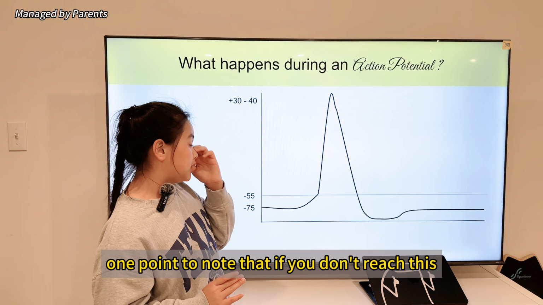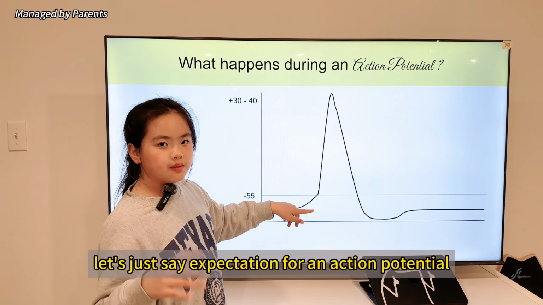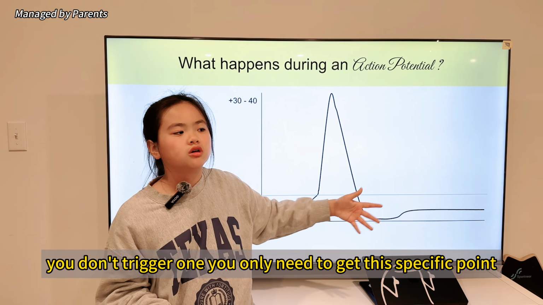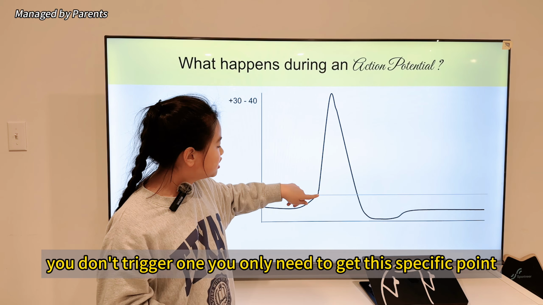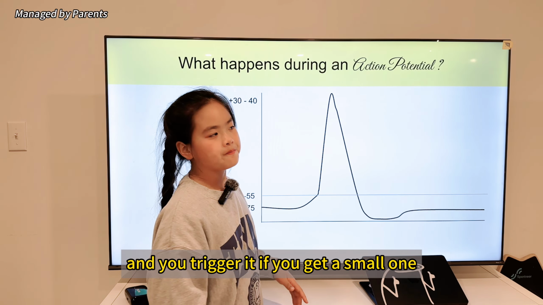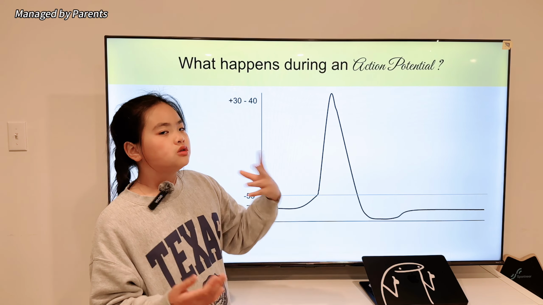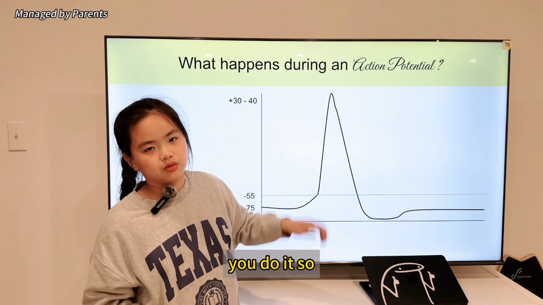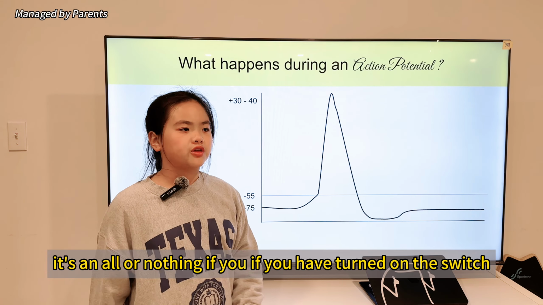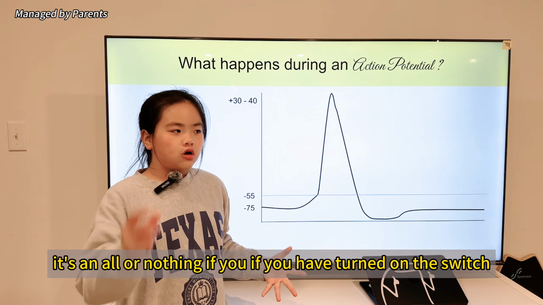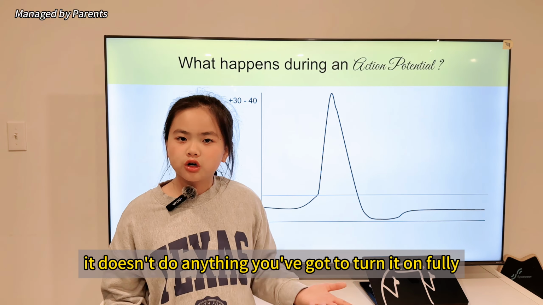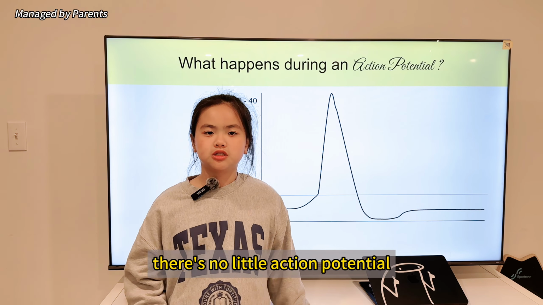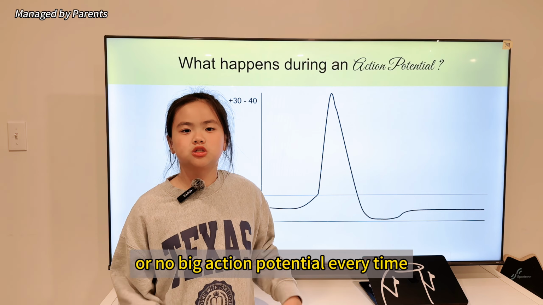One point to note: if you don't reach this expectation for an action potential, you don't trigger one. You only need to get this specific point and you trigger it. If you get a small one, you don't do anything. If you get the exact threshold, you do it. So it's all or nothing. If you half turn on the switch, it doesn't do anything. You've got to turn it on fully, and then it starts off. There's no little action potential or big action potential.